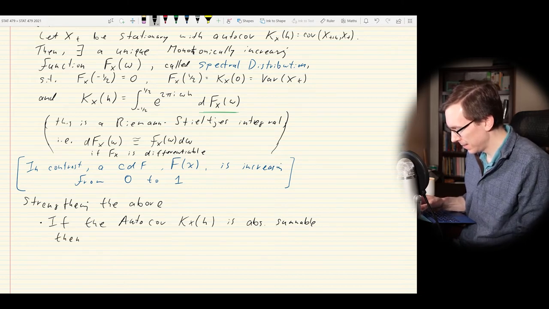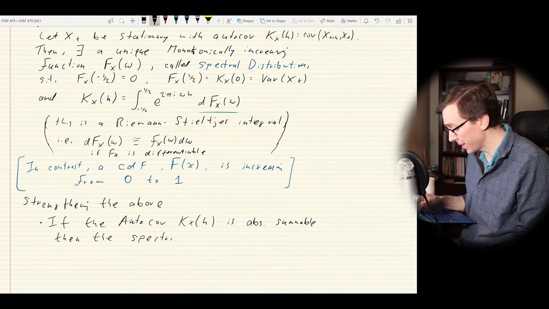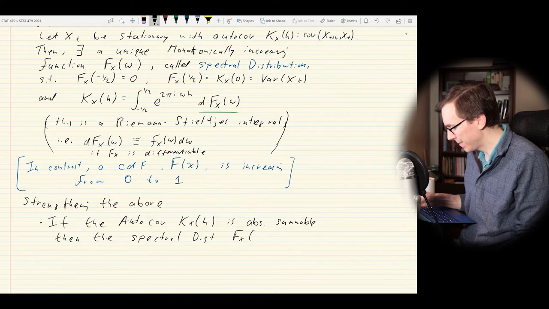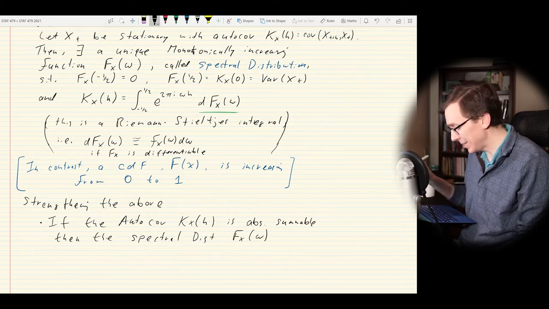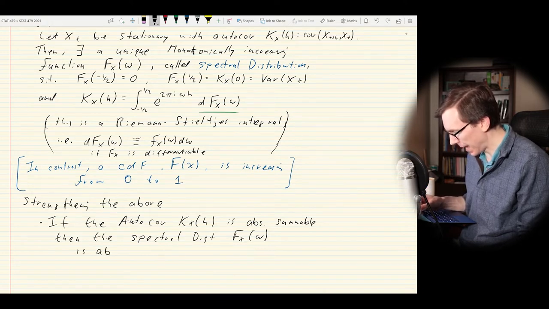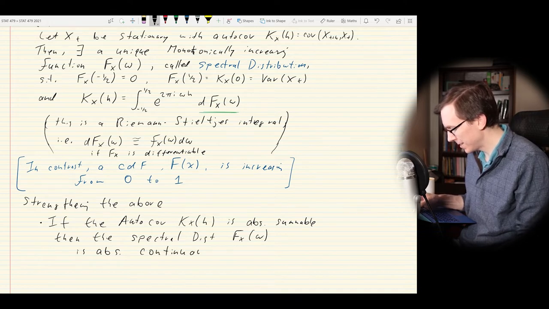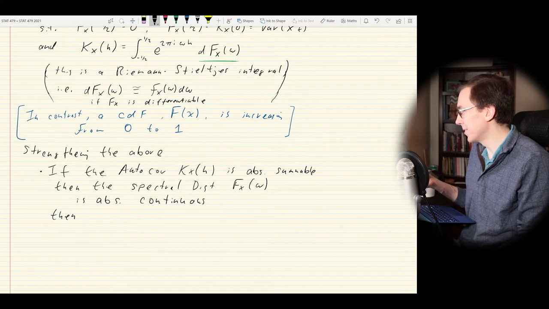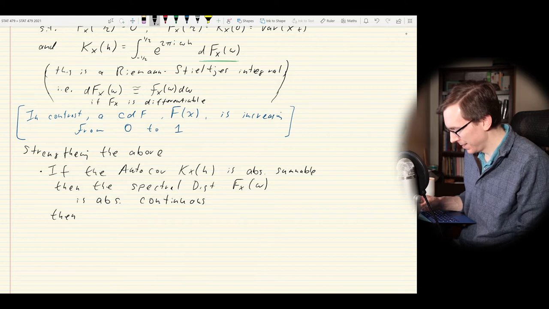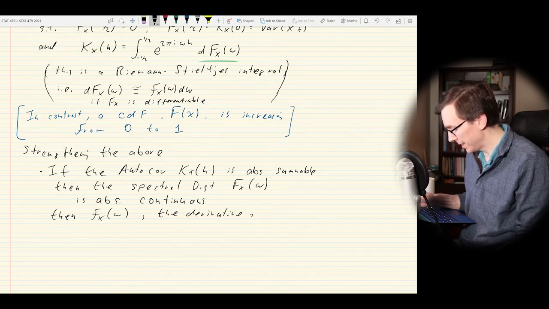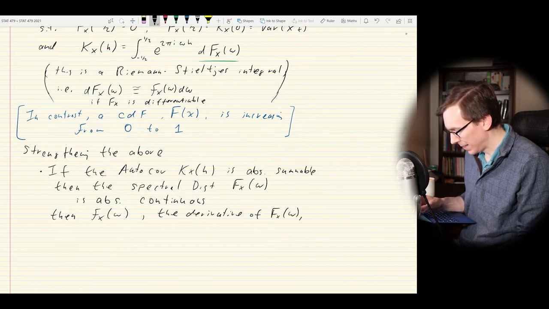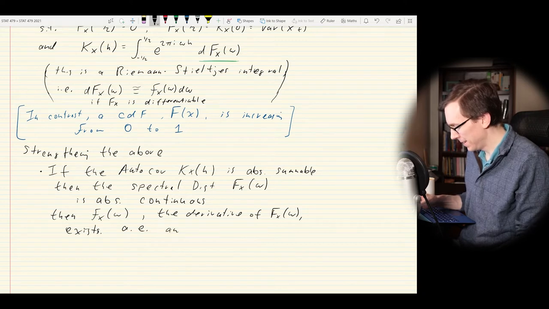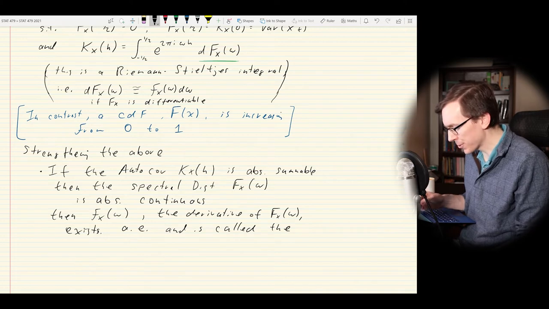Then the spectral distribution, F_X at frequency omega, is absolutely continuous. And then continuing our cycle, if it's absolutely continuous, the derivative exists almost everywhere, then f_X(omega), which is the derivative of F_X(omega), exists almost everywhere, AE, and is called the spectral density.